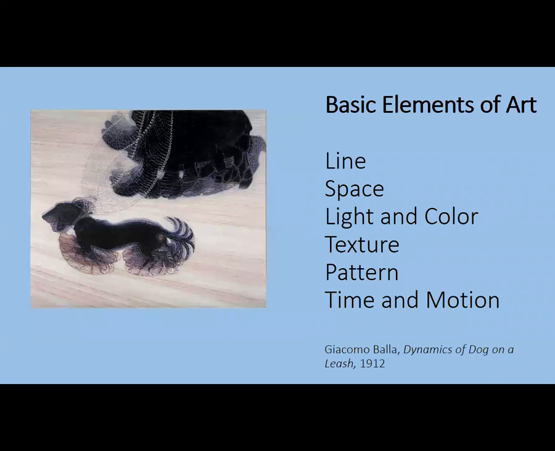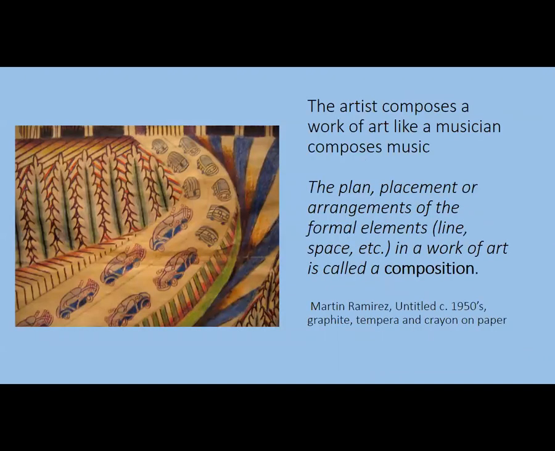So the basic formal elements of art are line, space, light and color, and those are always together because they affect one another, texture, pattern, and time and motion. And time and motion are also always together because when time passes, things move. When an artist is composing a work of art, they are like a musician composing music. The plan, the placement, or the arrangement of these basic formal elements in a work of art is called a composition.